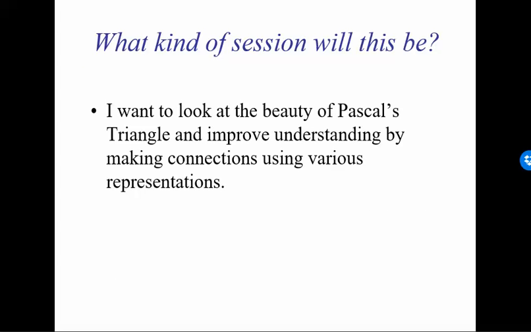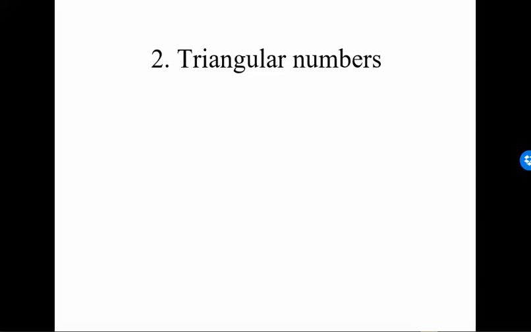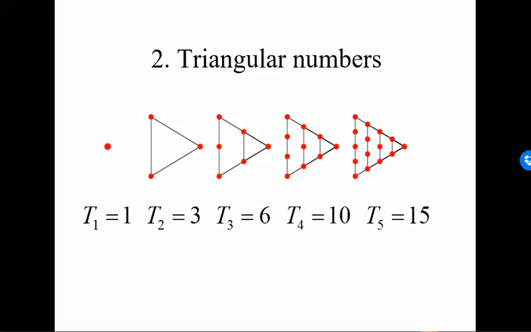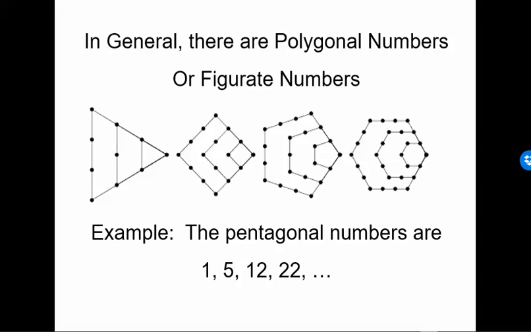What I'd like to do is to look at the beauty of Pascal's triangle so that we can improve our understanding and make connections between various representations. First thing I like to do is take a look at triangular numbers. Here's the first triangular number, which is 1. Here's the second triangular number, which is 3, 6, and so on. And we use the notation T sub 5 for the fifth triangular number, which is 15. And there are square numbers that look like this, pentagonal numbers, hexagonal numbers, and so on.